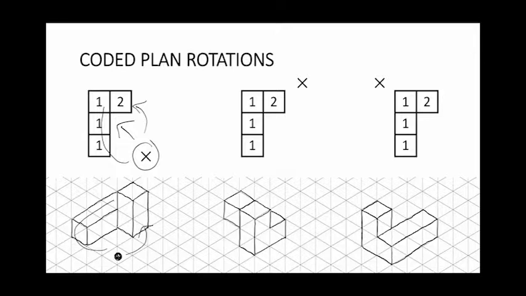So let's jump into some examples. I'm going to show you coming from an isometric drawing to a coded plan, and then later we'll talk about going from a coded plan to an isometric drawing.